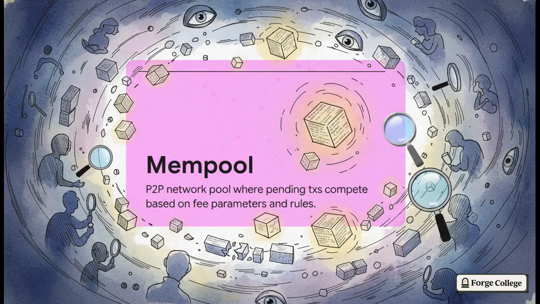So your transaction finally leaves the safety of your local machine and enters what is basically a noisy, highly competitive waiting room. We call this the mempool. It's essentially a peer-to-peer network pool where pending transactions compete against each other based on fee parameters and ordering rules. Picture a chaotic auction house. While sitting here, your transaction is highly visible to the entire world. Everyone can see your gas price and your nonce. But, and this is absolutely key, it is still just an uncommitted intention. It hasn't changed any actual blockchain state yet.